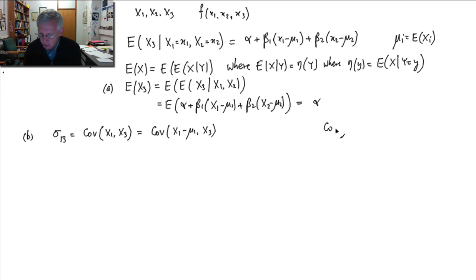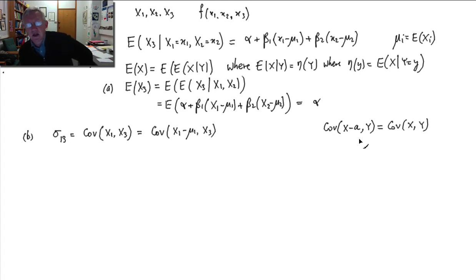Now you should be able to prove it. It's quite straightforward. If you consider the covariance of x minus a, where a is any constant, with y, you should be able to show that that's equal to the covariance of x with y. And I can shift by any constant there. It doesn't necessarily have to be the mean of x, but I have used the mean of x here. So prove that just using the basic definition of the covariance.